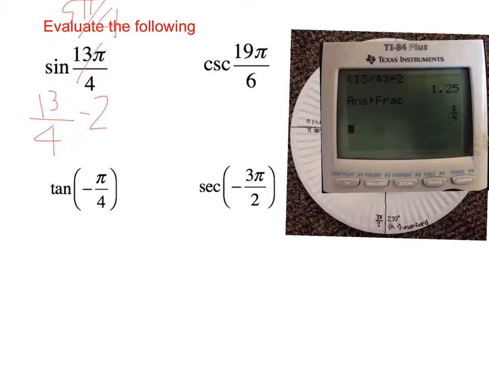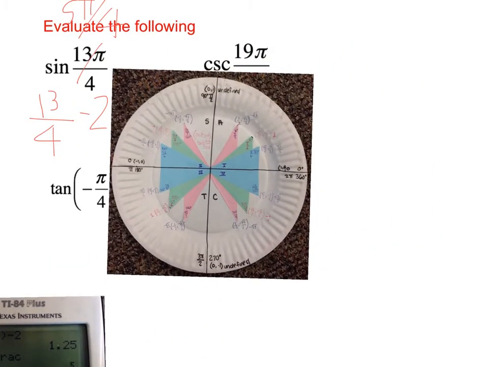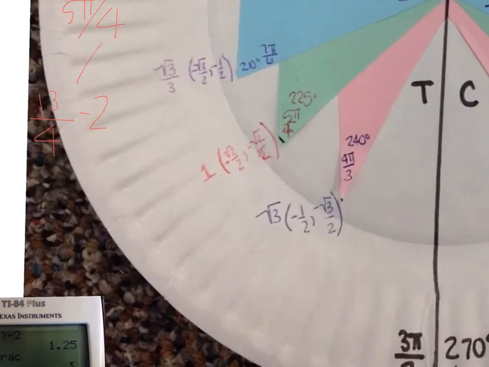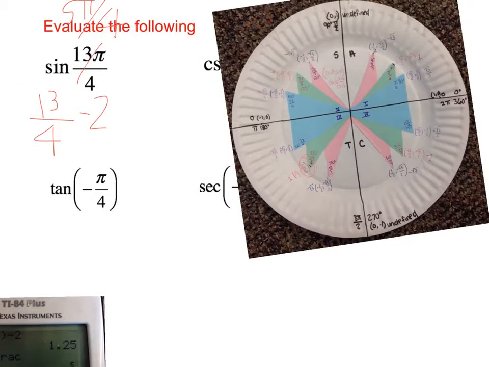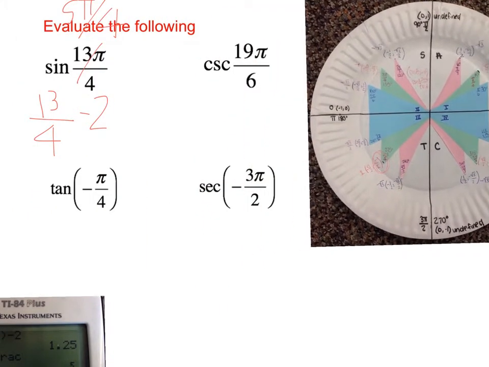So I can find the sine of 5 pi over 4, and that's going to tell me the same exact thing. So now if I go to my unit circle, and I find 5 pi over 4, that is on my plate. It's over there in the third quadrant. And then I look for the sine of that, so the y value of that, and it's negative square root of 2 over 2. So that means not only is the sine of 5 pi over 4 negative square root of 2 over 2, the sine of 13 pi over 4 is also negative square root of 2 over 2.